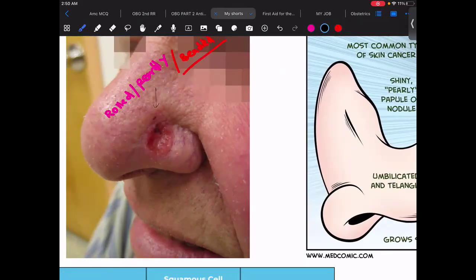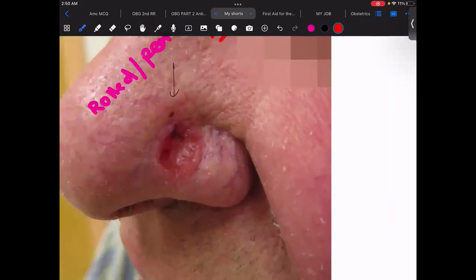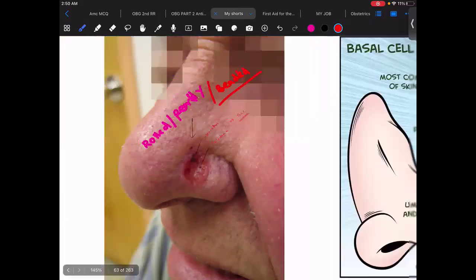And if we zoom in, we can see over here we have small blood vessels. And if you can see again, there is this ulceration, right? This is what we call telangiectasia and ulceration. And this is what we know, that this is basal cell carcinoma.